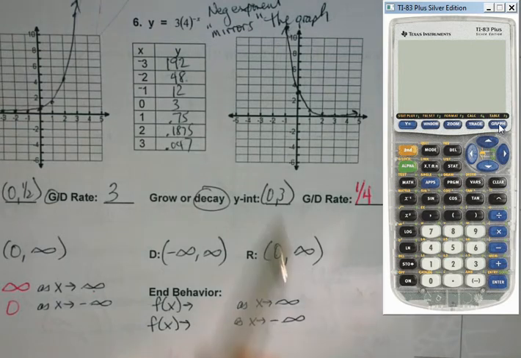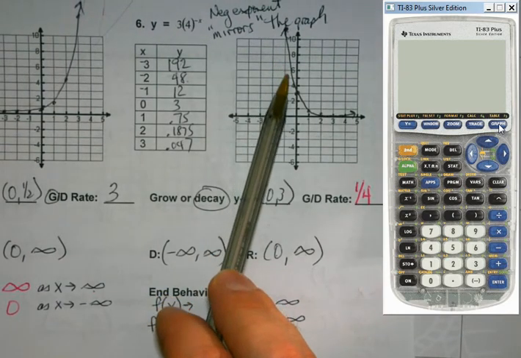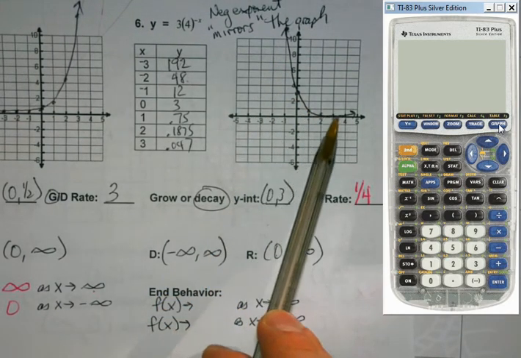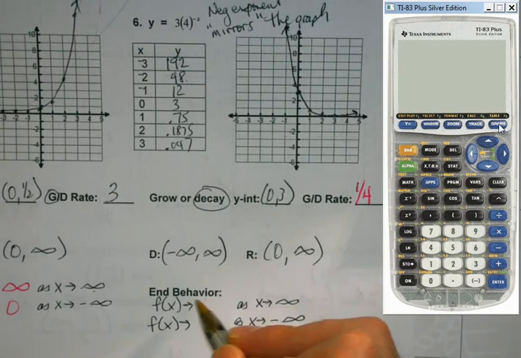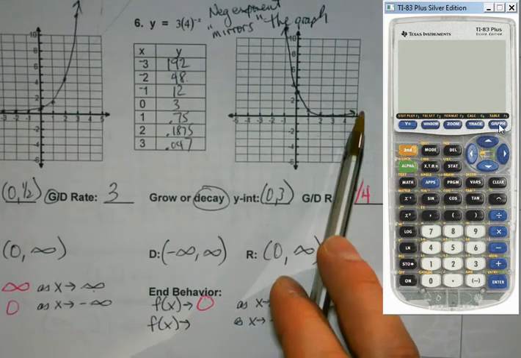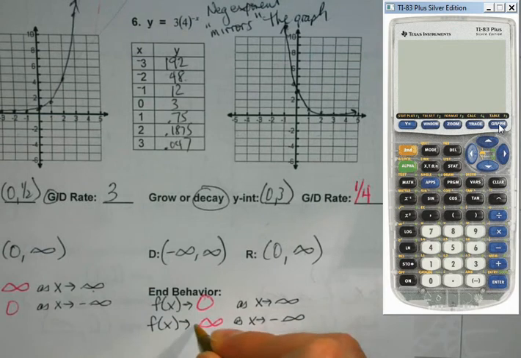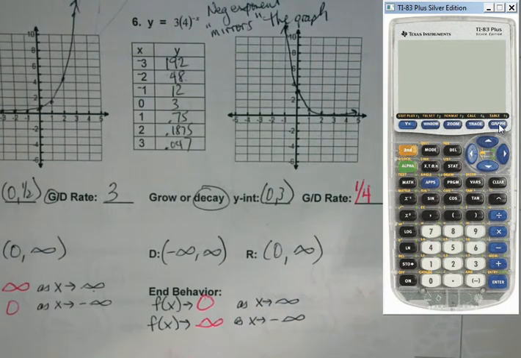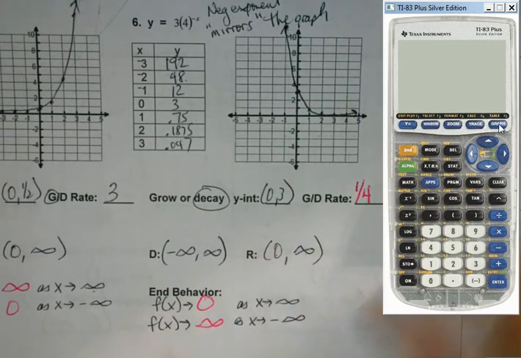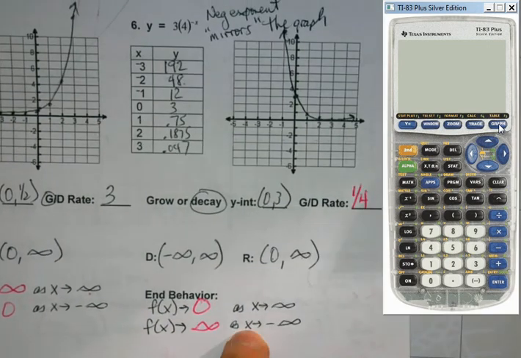So as x is heading to the right, what's y approaching? 0. As x is going left, what is y approaching? Infinity. So basically, with the calculator, drawing it isn't a big deal. It's figuring out what some of these other parts are and how they occur. So I can figure out a lot of this before I even graph it. Almost there.